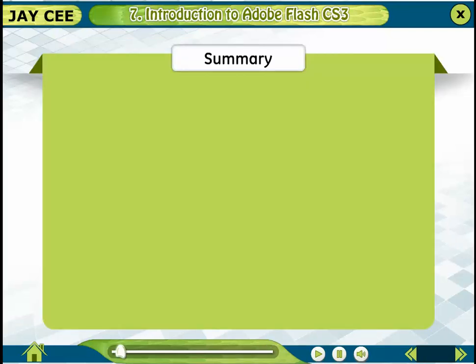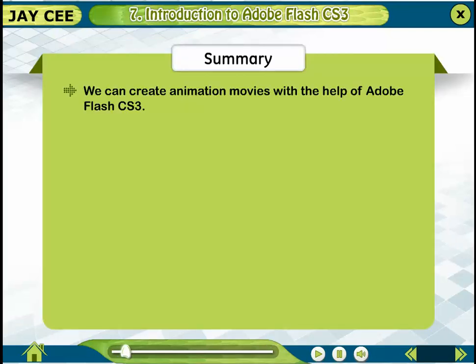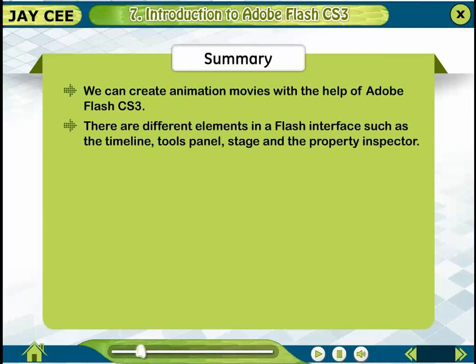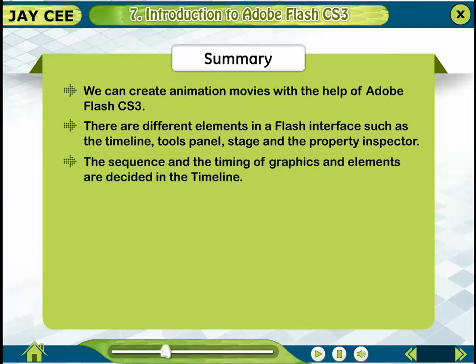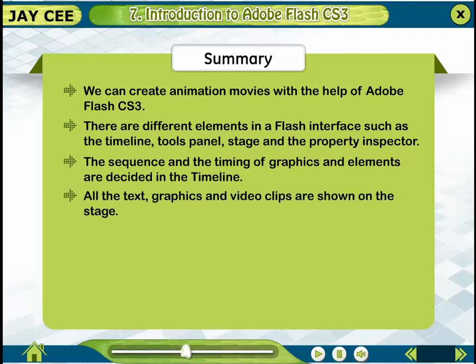Summary. We can create animation movies with the help of Adobe Flash CS3. There are different elements in a Flash interface, such as the timeline, tools panel, stage, and the property inspector. The sequence and the timing of graphics and elements are decided in the timeline. All the text, graphics, and video clips are shown on the stage.